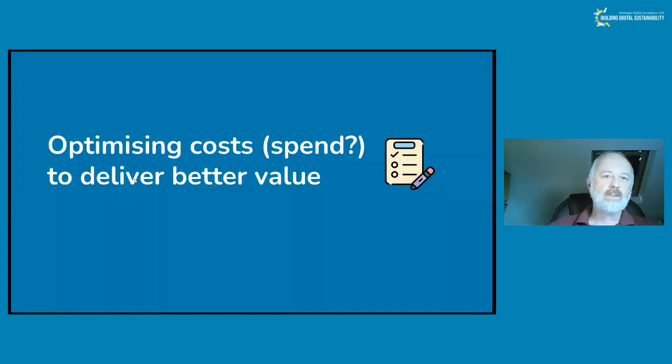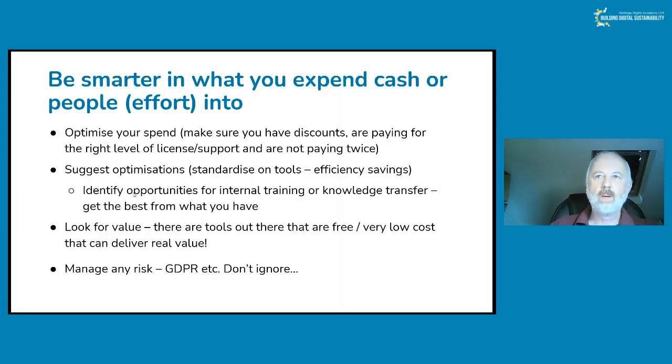So we've compared the two, and that's given us a good idea of where you're getting value. How about optimizing it to deliver better value? Be smarter in what you expend cash or people or effort into. So optimize your spend. As I said before, make sure you've got discounts. Make sure you're paying for the right level of license and support. Suggest optimizations. If you are using more than one thing to do something similar, well, can you standardize on tools?